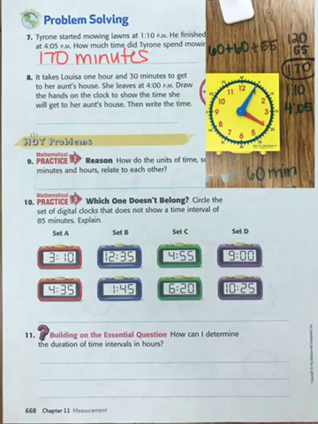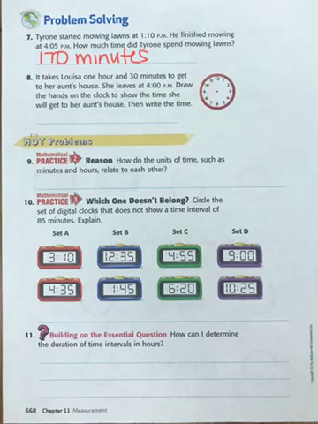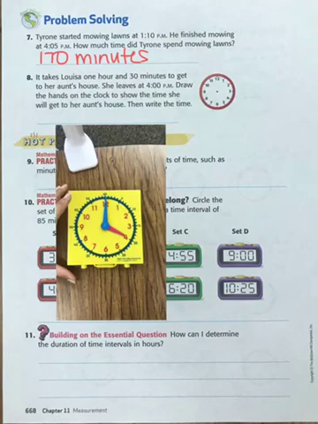Okay, let's look at number 8. It takes Louisa 1 hour and 30 minutes to get to her aunt's house. She leaves at 4 p.m. Draw the hands on the clock to show the time she will get to her aunt's house, and then write the time. Okay, so it takes her 1 hour and 30 minutes to get to her aunt's house. She leaves at 4. So I have 4 o'clock on my clock. Let's go 1 hour and 30 minutes.